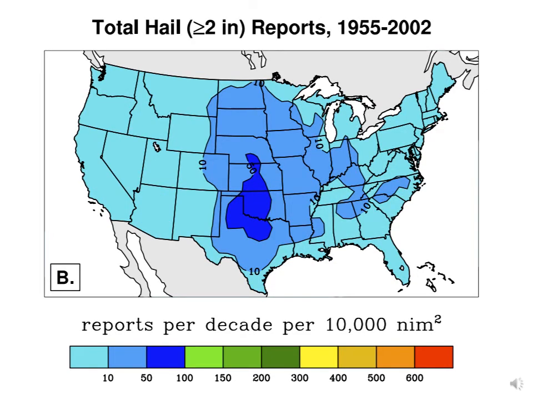If we look at the total hail reports that are greater than 2 inches, it also coincides with the Tornado Alley, and extends a little bit further south into Texas and a little bit further north into Nebraska. But you can see that this entire Midwestern region all the way up to North Dakota is an area where they do have common hail reports of hail greater than 2 inches in diameter.